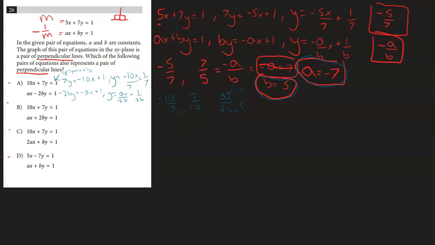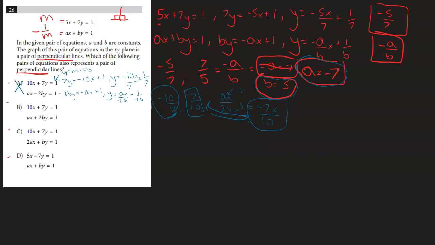So this is the answer we're looking for if they're perpendicular lines, but if we plug in what a is, and a is negative 7, that's going to be negative 7 over 2 times 5, negative 10. This is what we get, and these are not the same value, because that is not a perfect perpendicular relationship with this slope. We know a is wrong.